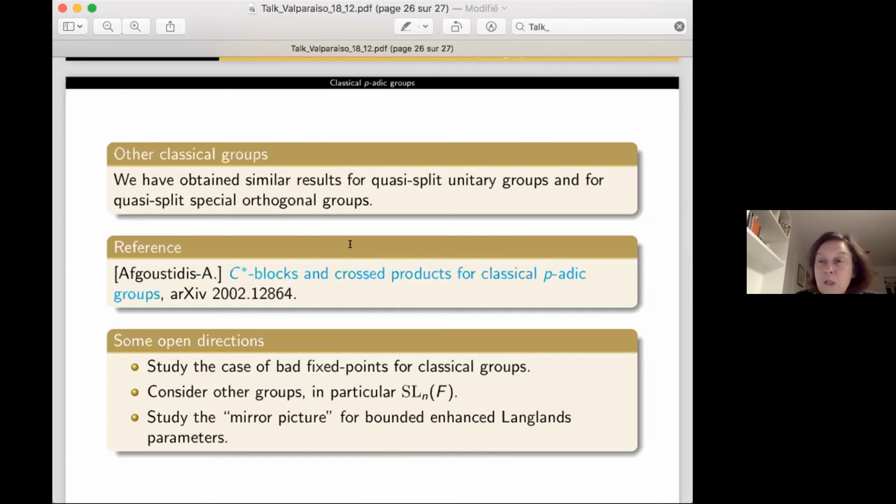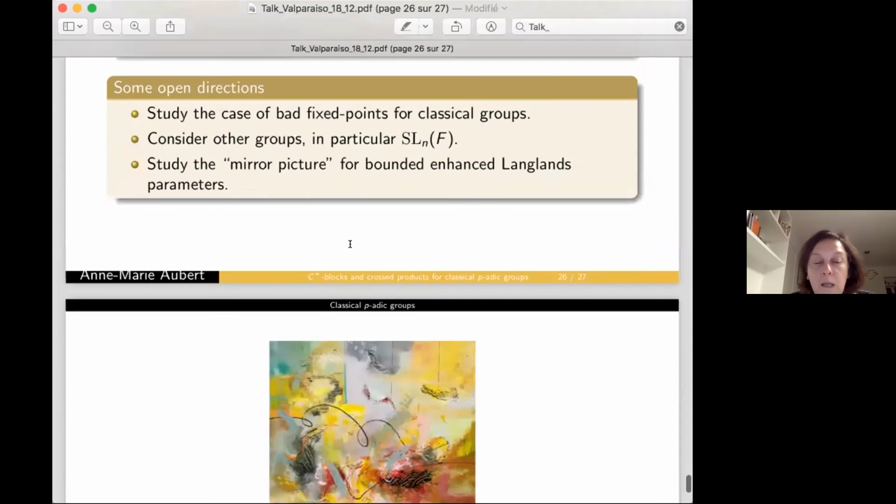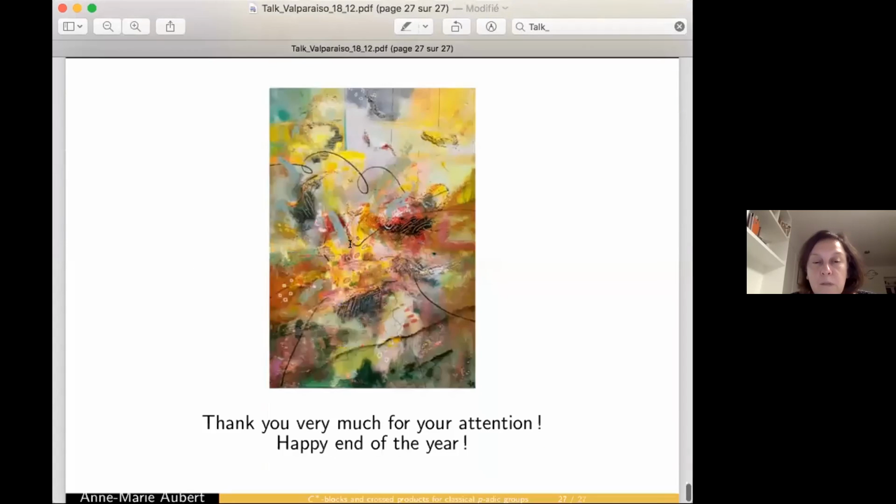And another thing is that, of course, we have the Bernstein center, which works also for tempered representations. So what is the link between the block decomposition here and the block decomposition for the Bernstein center? But I do not have more time. So thank you very much for your attention.